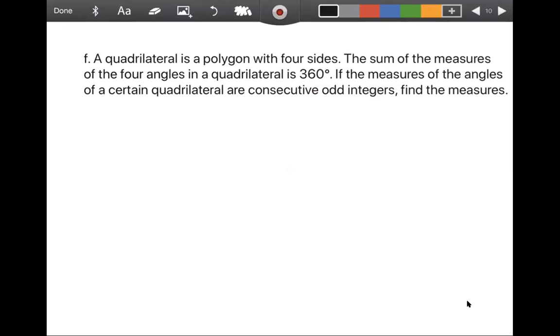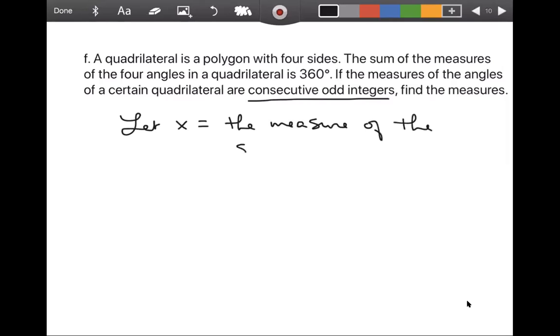All right. So the biggest difference in this problem is that the numbers that we're looking for are consecutive odd integers. We have now done a consecutive even integer problem, and we just did a consecutive integer problem. Now we're doing a consecutive odd integer problem. So hopefully you figured out that pattern. Let's say let x equal the measure of the smallest angle.